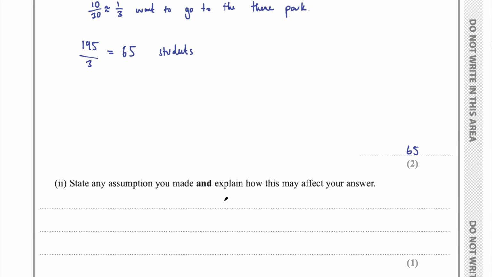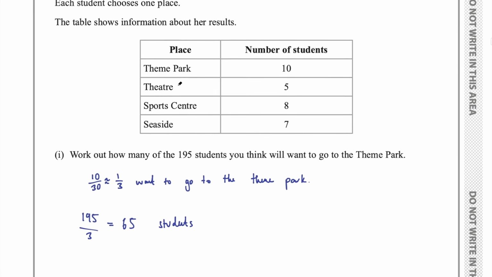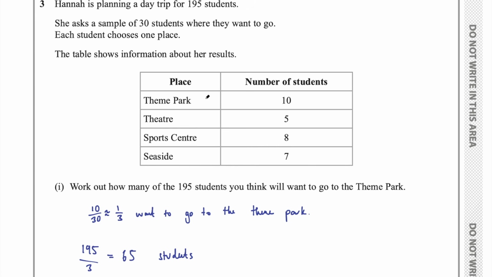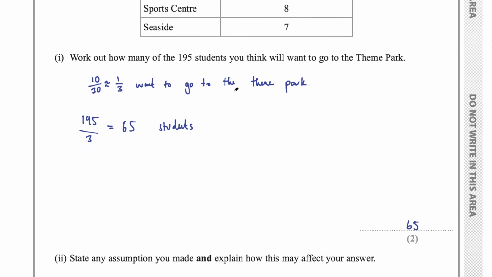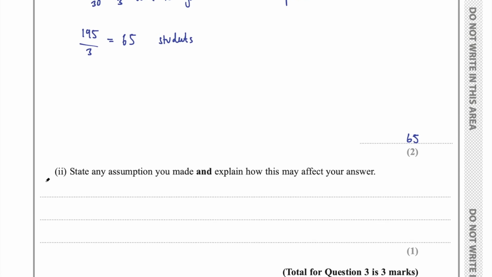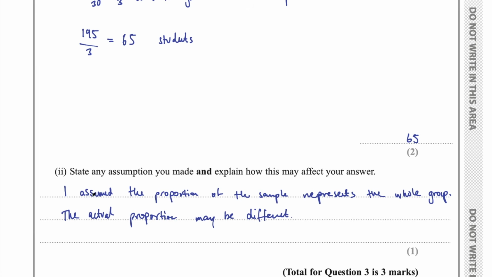Part 2 says state any assumption you made and explain how this may affect your answer. Basically, with any question like this where you take a sample of a total number of students, you're assuming the sample represents the whole group. So you're assuming this proportion of 1/3 holds for the entire group. It might be different, of course. Like if you asked all the 195 students where they want to go, the proportion might not be 1/3. So basically the assumption is I assume the proportion of the sample represents the whole group. The actual proportion may be different. That's for 1 mark, and question 3 for 3 marks.